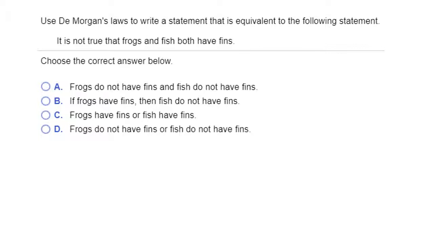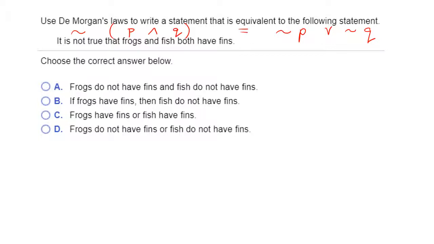In the given statement, it said it is not true, so that is a negation. So it is not true that frogs and fish both have fins. So I'm going to put the and symbol here for our conjunction. Notice that I'm talking about frogs, fish, so I'm going to put P and Q. So I'll have the negation of P and Q. It is not true that frogs and fish both have fins. According to DeMorgan's law, I should be able to rewrite that, and it logically makes sense and be true if I rewrite that as not P or not Q.